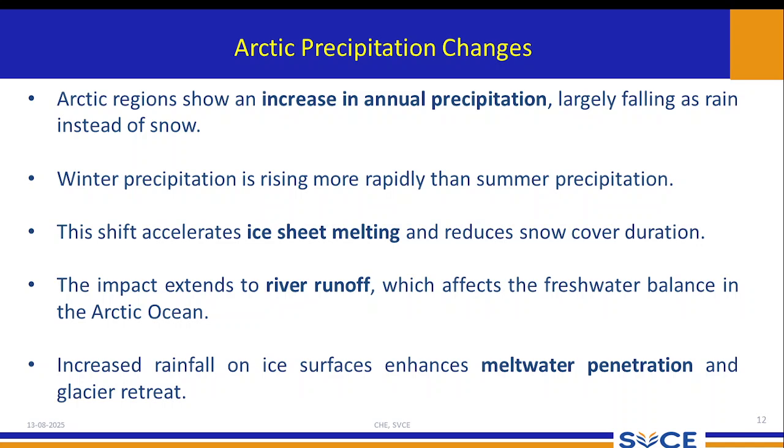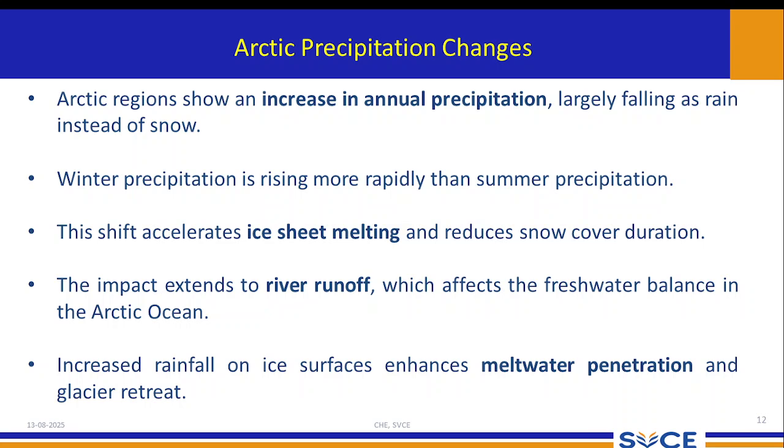The Arctic region shows an increase in annual precipitation, largely falling as rain instead of snow. Winter precipitation is rising more rapidly than summer precipitation. This shift accelerates ice sheet melting and reduces the snow cover duration. Very important: instead of snow, it is largely falling as rain. So what happens? Melting takes place.